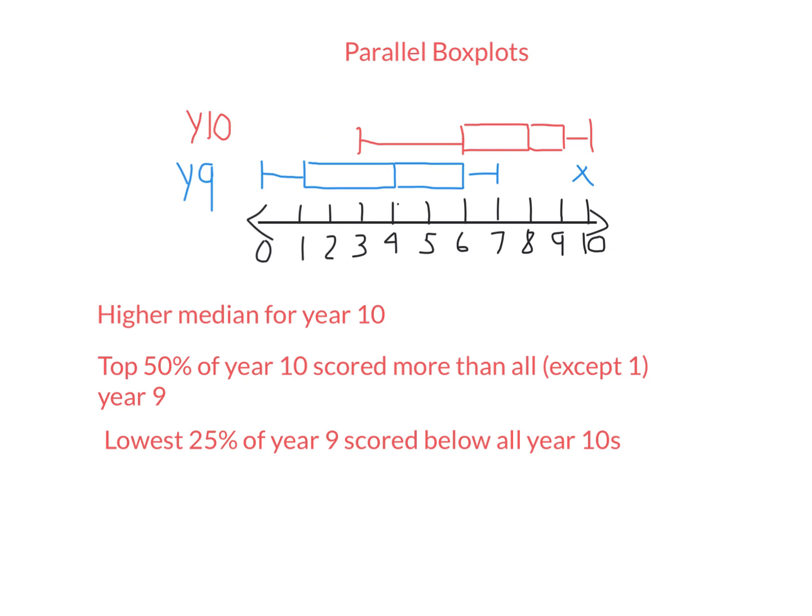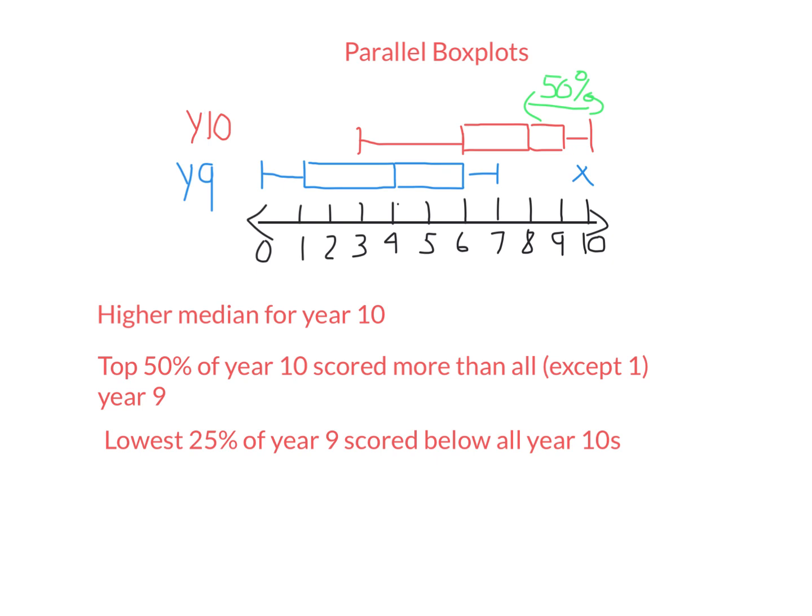So let's look at these 2 box plots and see what we can decipher about the data. Well, we can see, for example, that the year 10s had a higher median for this score. The median for year 10s was 8, and for year 9s it was 4. We know that the top 50% of year 10s scored more than all except one of the year 9s. So the top 50% of year 10s is this range here. This box plot is telling us that 50% of year 10s scored 8 or more. And that's more than all of the year 9s except this one outlier.